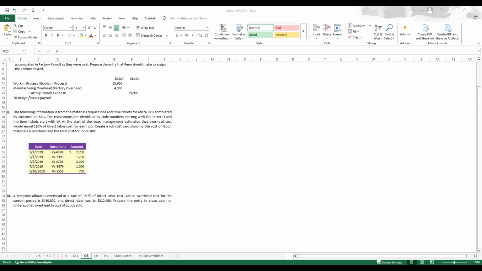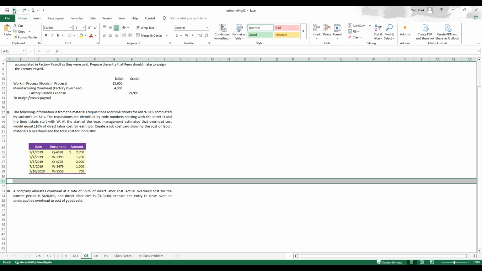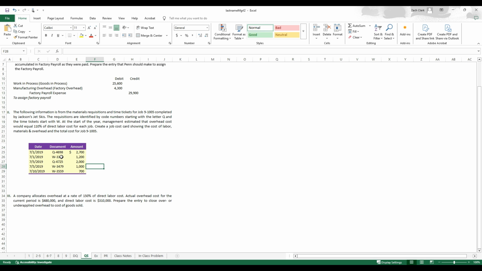Okay, let's look at number 2. The following information is from materials requisitions and time tickets for job 9-1005, completed by a jet ski company. The requisitions are identified by code numbers starting with the letter Q, and time tickets starting with W. So we can see materials requisitions are these ones, and the W's are time tickets here. So we've got these 3 time tickets, and we've got these materials requisitions.